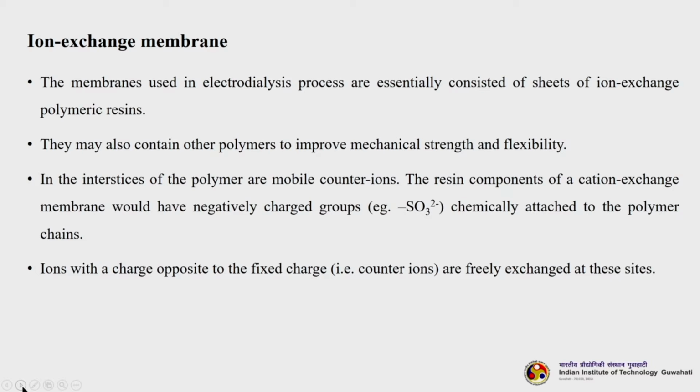The counter ions in a mobile phase are placed in the interstices between the polymer layers. The resin components of a cation exchange membrane have negatively charged groups, that is fixed anionic groups, since it exchanges cations. An anion exchange membrane exchanges anions, so it has fixed cationic groups. These groups are attached to the polymer resins, and there are different methods to do that, which we will also discuss later. Ions with a charge opposite to the fixed charge are freely exchanged at these sites.